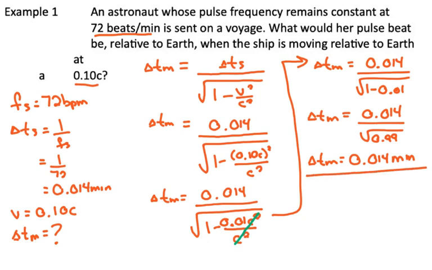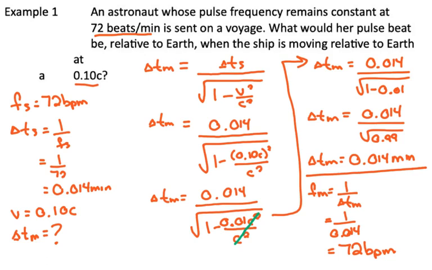To find the actual pulse frequency, just like when we define the variables that delta t equals 1 over f, f equals 1 over delta t, so 1 over 0.014, which would still work out to 72 beats per minute. Now, why does it work out the same even though this person is moving significantly fast? Well, it turns out that even 10% of the speed of light isn't fast enough to cause a very noticeable change in time. We need to be moving even faster.